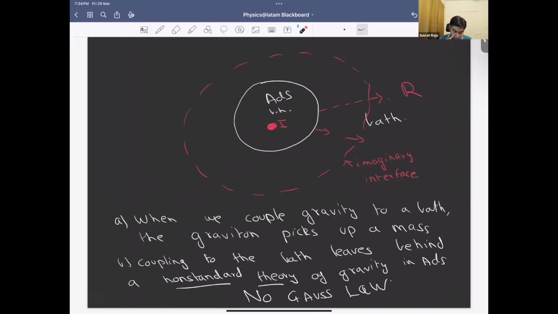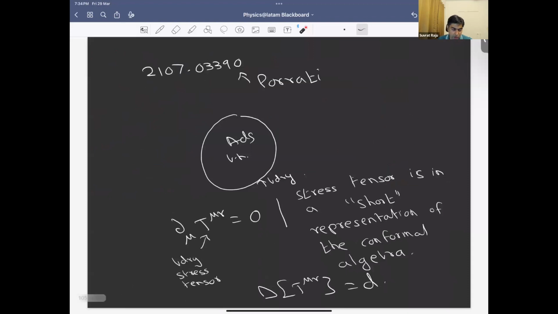However, you can now ask something more sophisticated. Information about the interior enters the bath, which means that after some time it doesn't stay near the boundary of AdS. So how could it be? Because we said all information in the middle of AdS lives near the boundary. The answer is that after you've coupled it to a bath, this principle is no longer true because this theory of gravity now becomes massive. It doesn't have a Gauss law. I gave you a quick argument from AdS/CFT telling you why the theory becomes massive. It has to do with the fact that the stress tensor picks up an anomalous dimension.